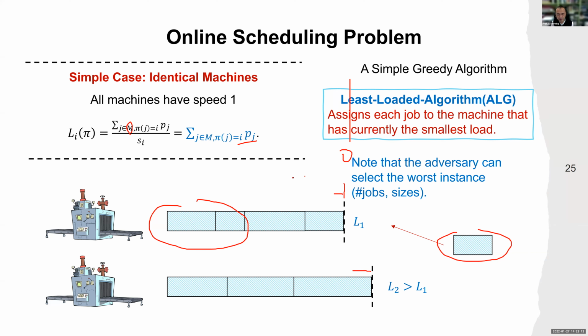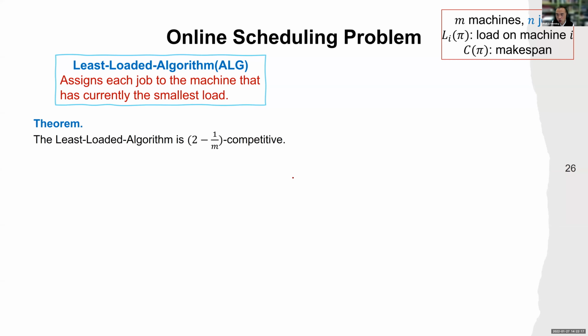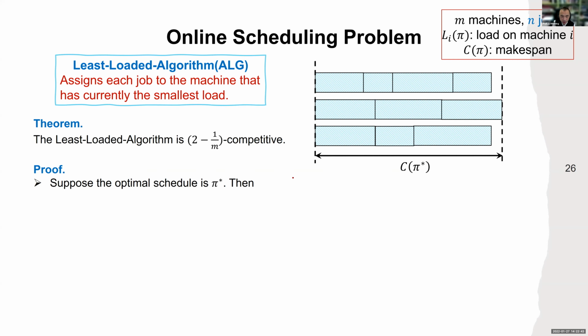Now, next we are trying to show that this greedy algorithm is 2 minus 1 over m competitive. In other words, it's about a 2-approximation. How to prove it? When we try to prove something, we usually need to find a certain lower bound for the optimal solution if the purpose is to minimize something. So let's write down the optimal schedule pi star.